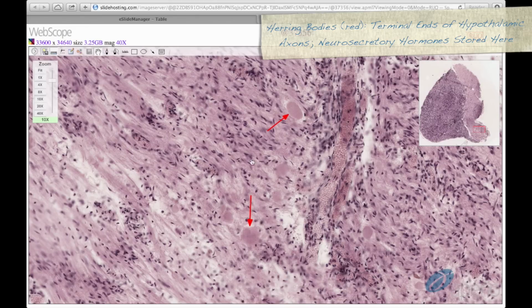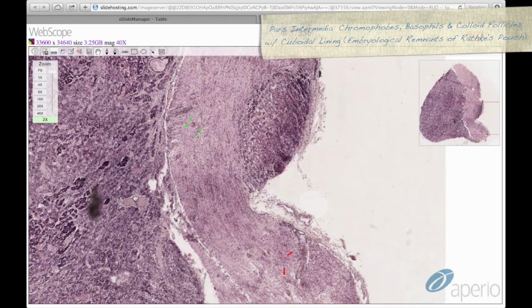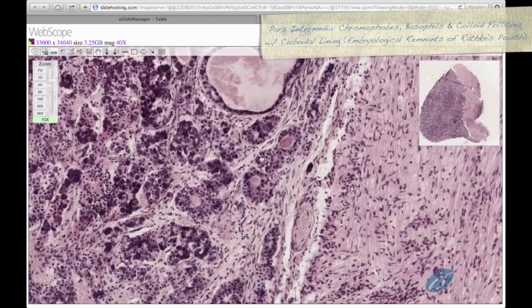Now, let's take a look at the pars intermedia. It is mostly home to chromophobic cells, basophilic cells, and these characteristic colloid follicles, which are lined by cuboidal epithelial cells. These follicles are embryological remnants of Rathke's pouch.